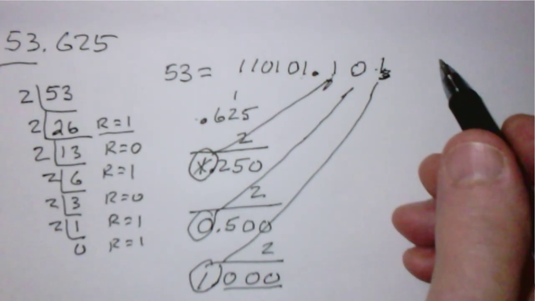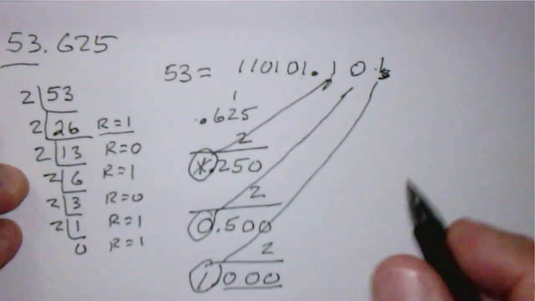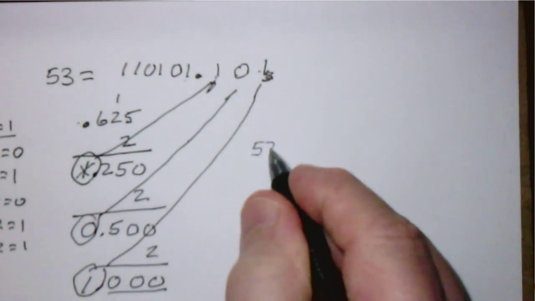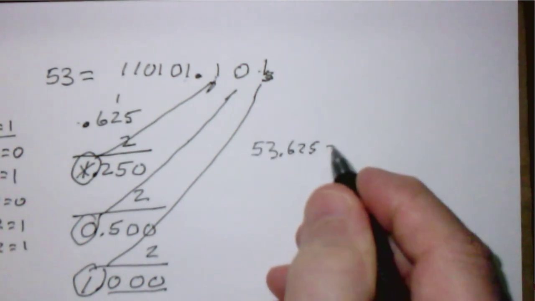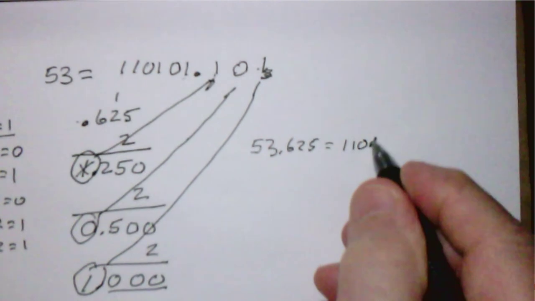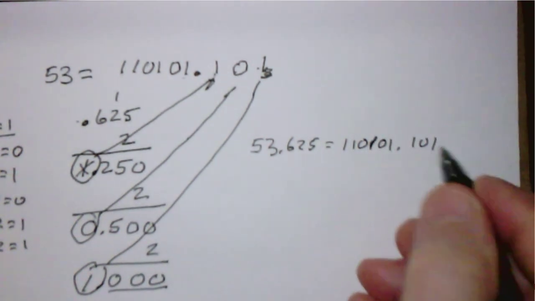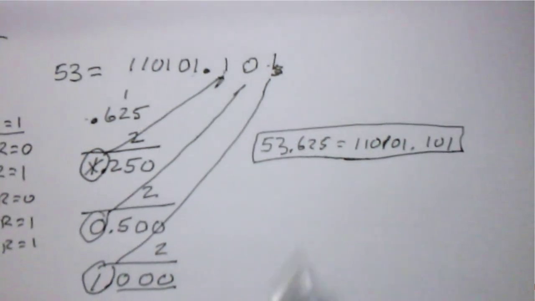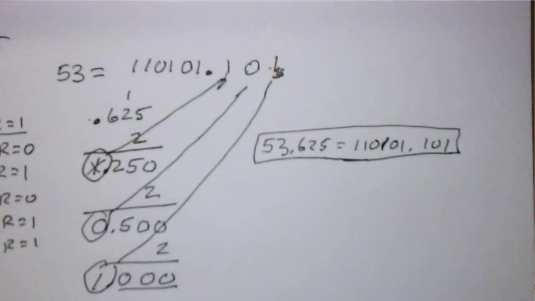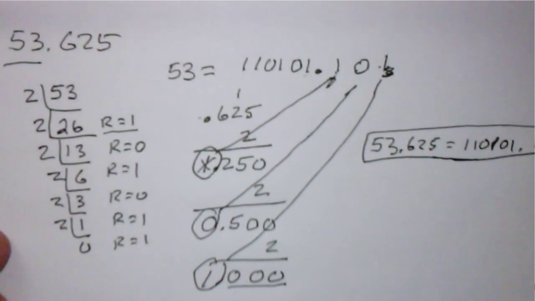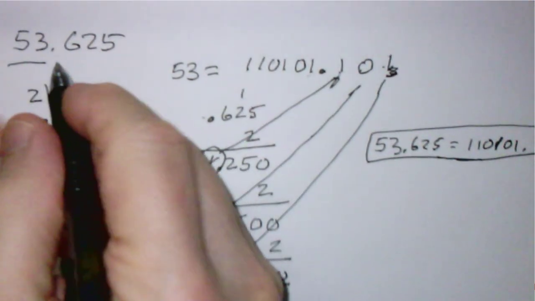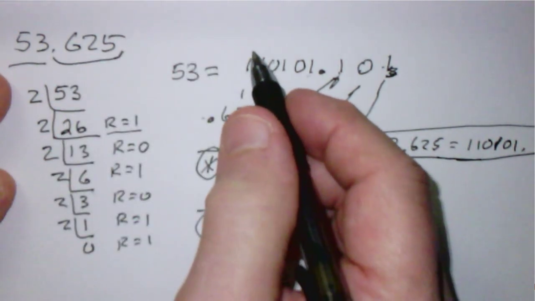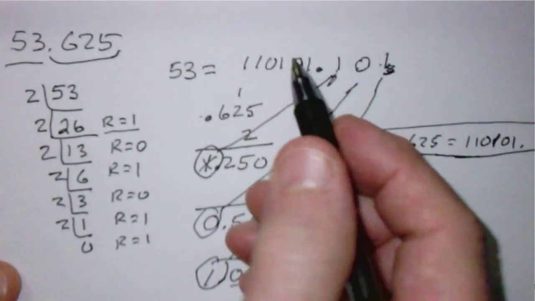All right. So when we convert 53.625 into binary, it equals 110101.101. I can't write very well, apparently. All right. So that's how we do that conversion. Now, normally, we just use our calculator, but I will tell you, your calculator probably won't let you put a fractional portion on and do the conversion. I bet it won't. They're kind of picky for some reason.